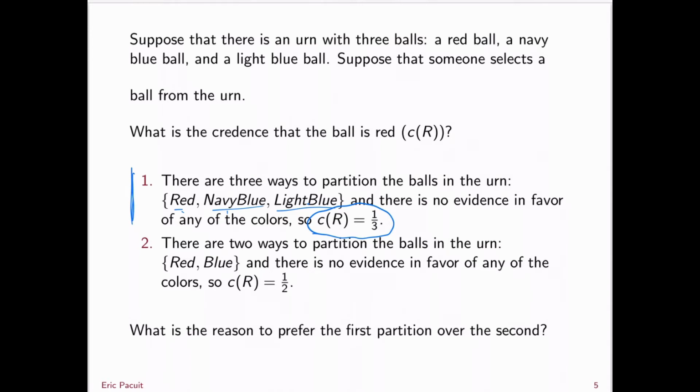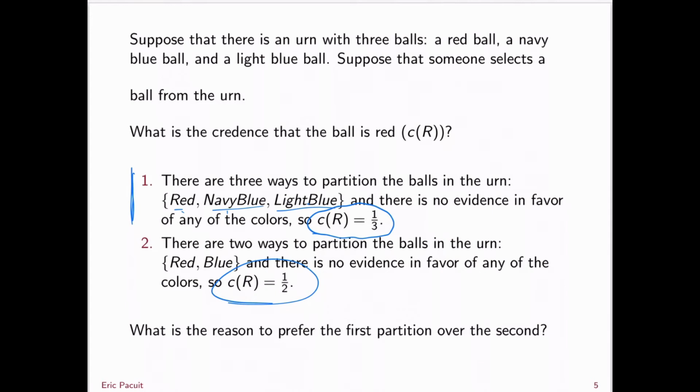However, there's another way in which we can partition the balls in the urn. We can divide them into the red balls and the blue balls. And you have no evidence in favor of any one of those colors. The person could have picked a red ball, or the person could have picked a blue ball. So your credence should be 1/2.